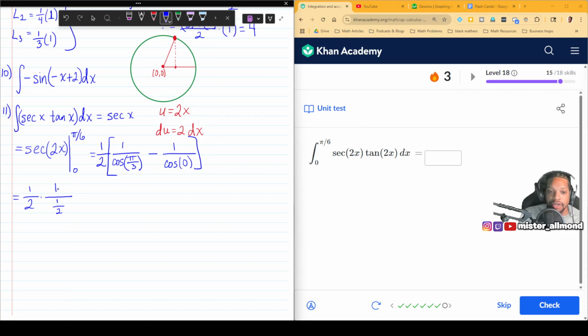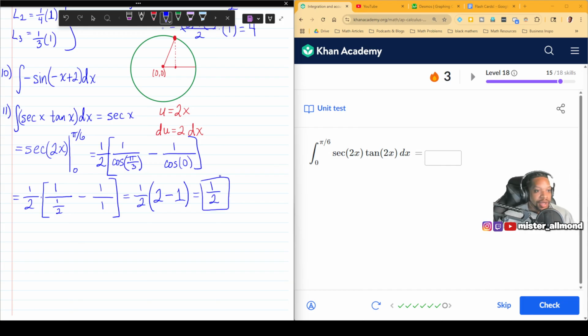So yeah, there's that. And then let me keep my brackets. So that's 1 over cosine of pi over 3 minus 1 over cosine of 0, which is 1. So this really just turns into a 1/2. And then I have 1 divided by 1/2, which is the same thing as 2, if you keep, change, flip. And then 2 minus 1 over 1 is 1. So I'm getting 1/2 for my final answer. 1/2 times 1 is 1. Okay. 1/2.